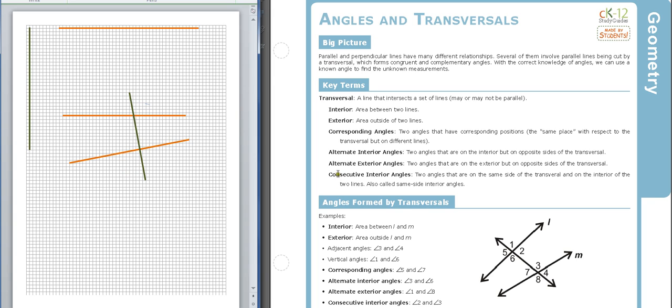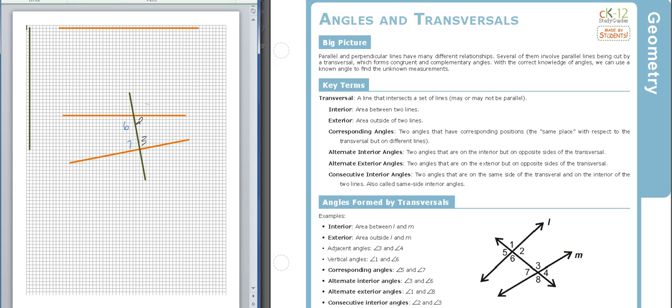Now, the last is consecutive interior angles. These are two angles that are on the same side of the transversal and are on the interior of the two lines. These are also called same side interior angles. So these would be 2 and 3. Those are consecutive interiors. And 6 and 7. This is following the same pattern here.